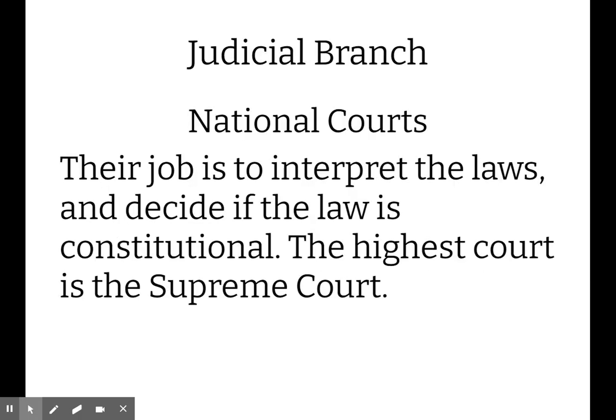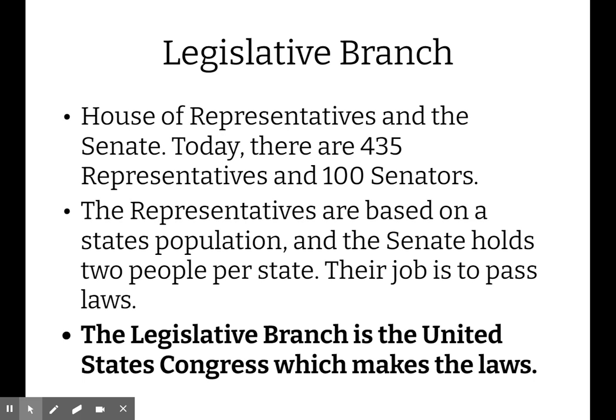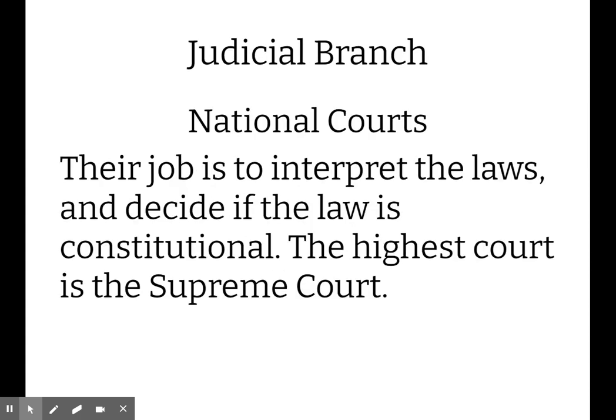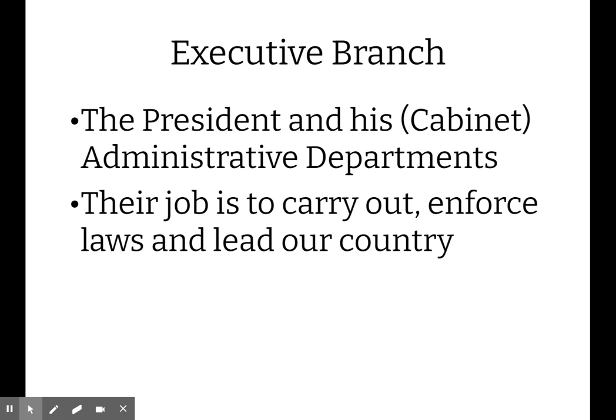The legislative branch is the first branch we're going to talk about. This makes the laws. The House of Representatives and the Senate are a part of this branch. The House of Representatives is based on population, and the Senate is equal representation, so two senators per state. And their job is to pass laws. The judicial branch is going to interpret the laws. They're going to be the national courts, and the highest court is the Supreme Court. And then the executive branch is the president and his cabinet. And their job is to carry out and enforce laws.